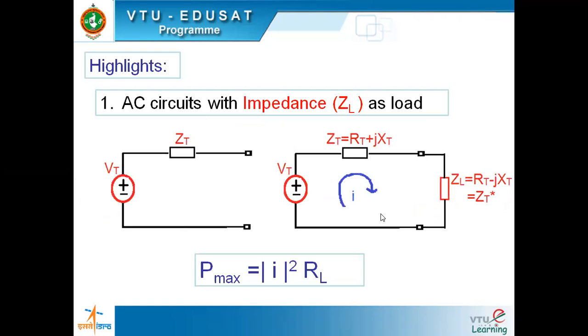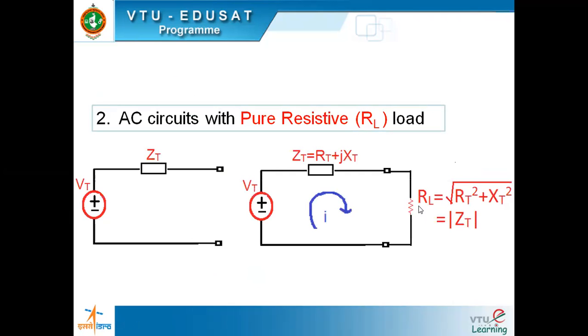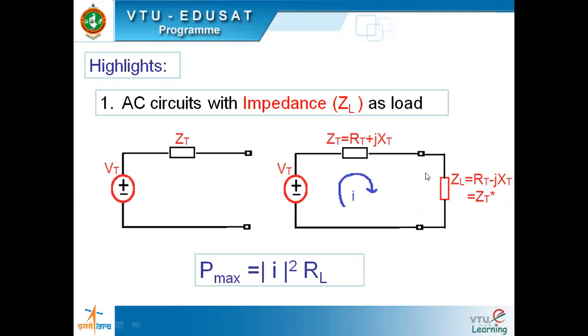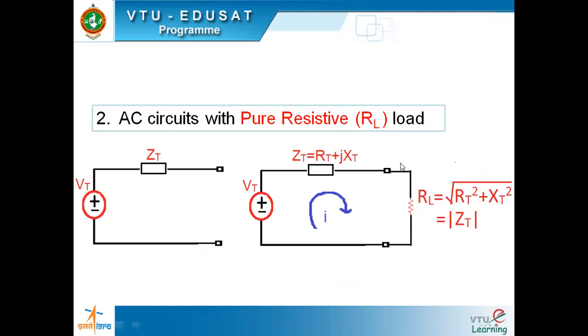Here we connected the impedance. Here we are connecting the resistance. If we connect the resistance, this resistance has to be the magnitude of ZT. If we connect the impedance, this impedance has to be the complex conjugate of ZT for maximum power transfer. Getting it? That is the condition that we obtain. If it is the impedance of an AC circuit, it has to be the complex conjugate of ZT. If you connect a purely resistive load, then this purely resistive load should be the magnitude of ZT.